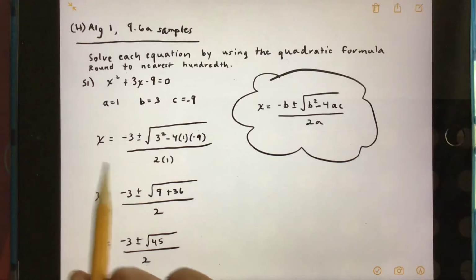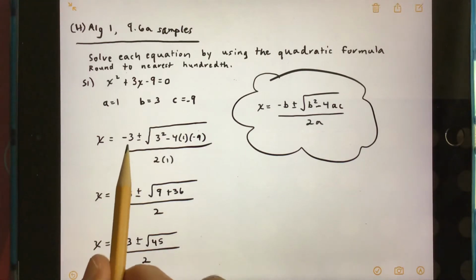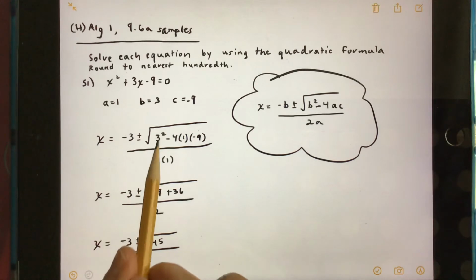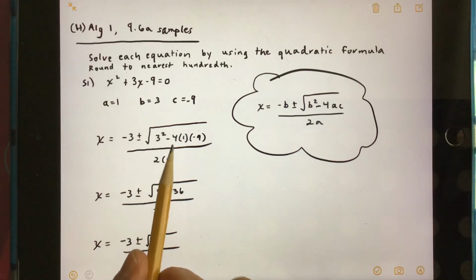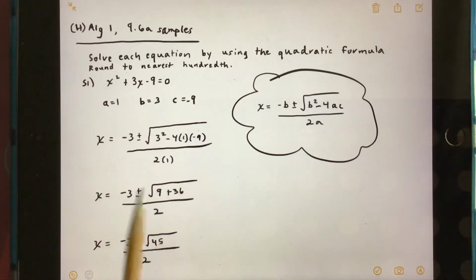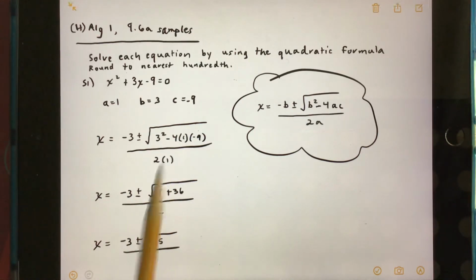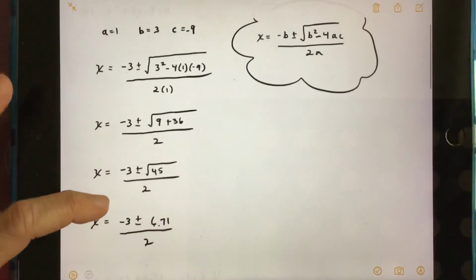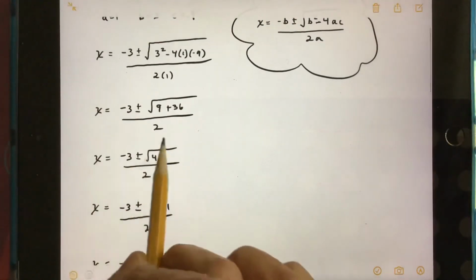So x equals the opposite of b. The opposite of b is negative 3 plus or minus the square root of b squared. B squared is 3 squared minus 4a. A is 1. C is negative 9 all over 2a. A is 1. Okay, now we're going to simplify. Towards the end of the problem, we'll start using our calculator, but for now, it's just simplifying what we have. We're going to work in the radical first. Everything else will stay the same.